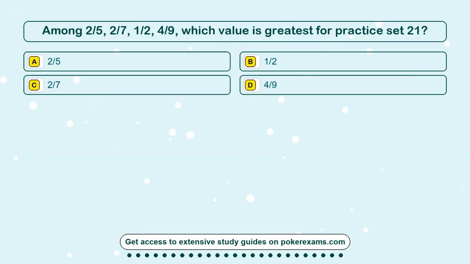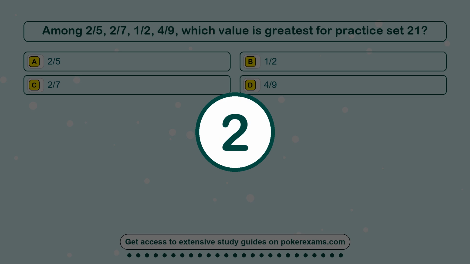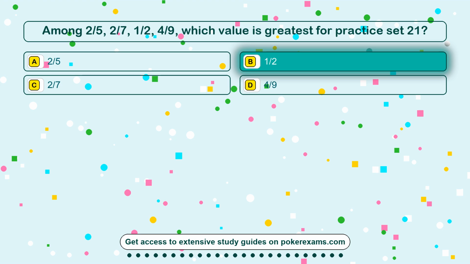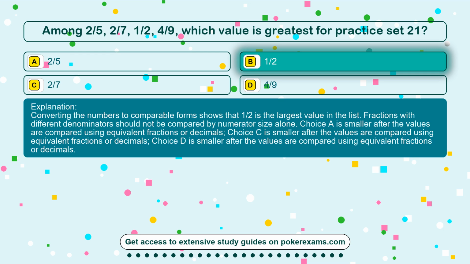Question 2. Among 2/5, 2/7, 1/2, 4/9, which value is greatest for practice set 21? Option A 2/5. Option B 1/2. Option C 2/7. Option D 4/9. The correct answer is option B, 1/2. Converting the numbers to comparable forms shows that 1/2 is the largest value in the list.